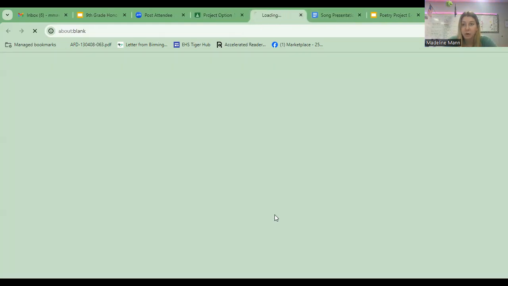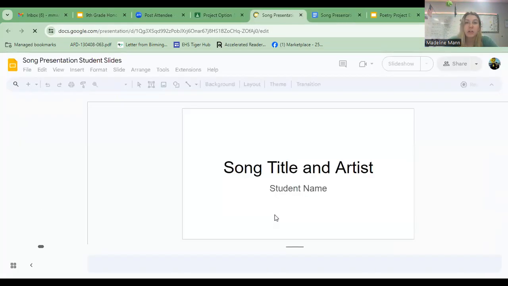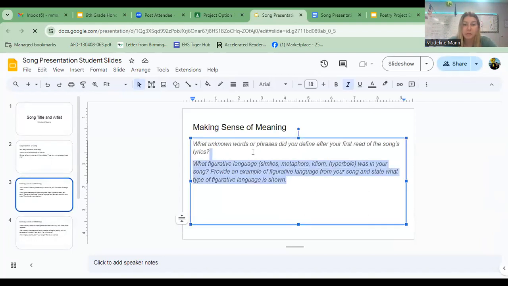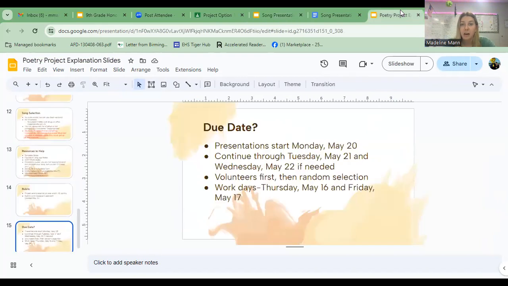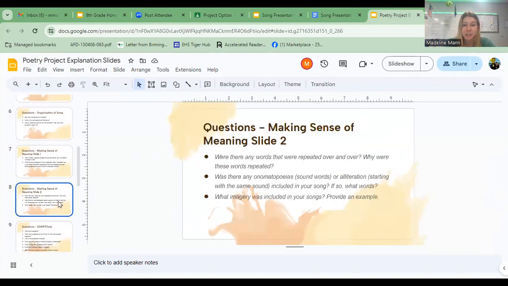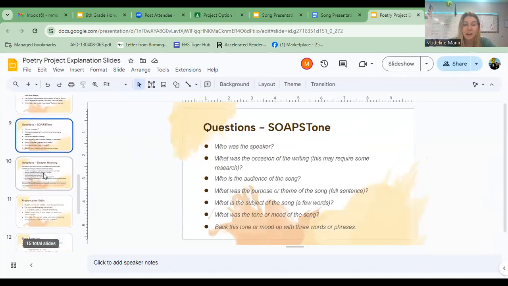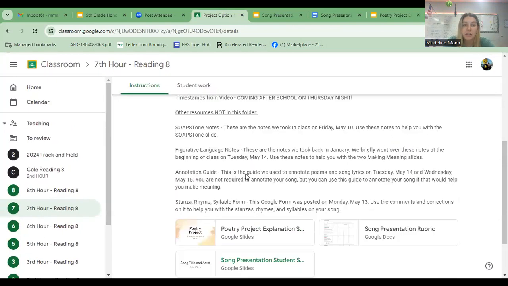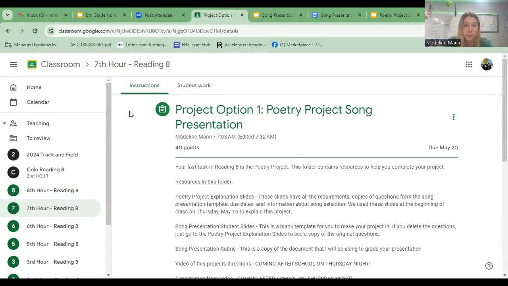And then I just want to show you your template as well. You are going to notice on your template that you have questions on here that you can edit just the same way that you did your Greek God research project. If you accidentally delete a question and need it back, all of the questions are on the Poetry Project presentation slides. So where it says questions, just come into here for the slide that you deleted something off of and use those questions so that you still have them. I think this is it for project 1. I think we're good to move on to project 2.